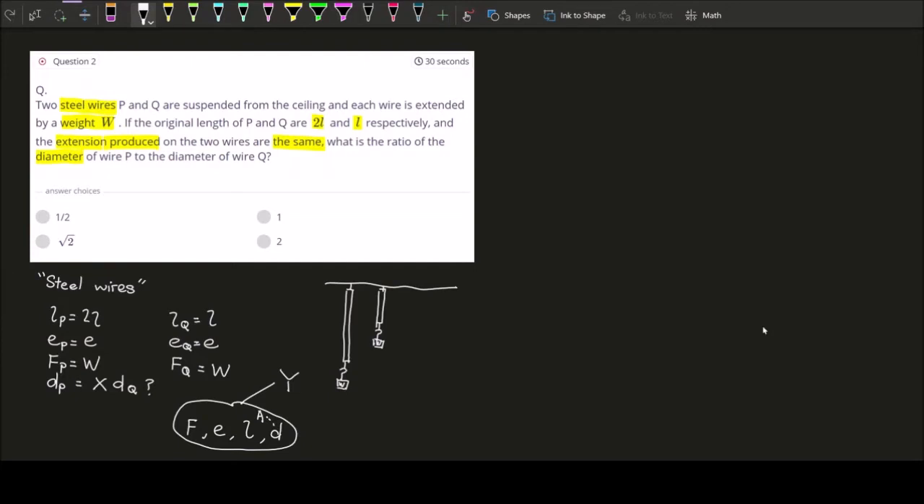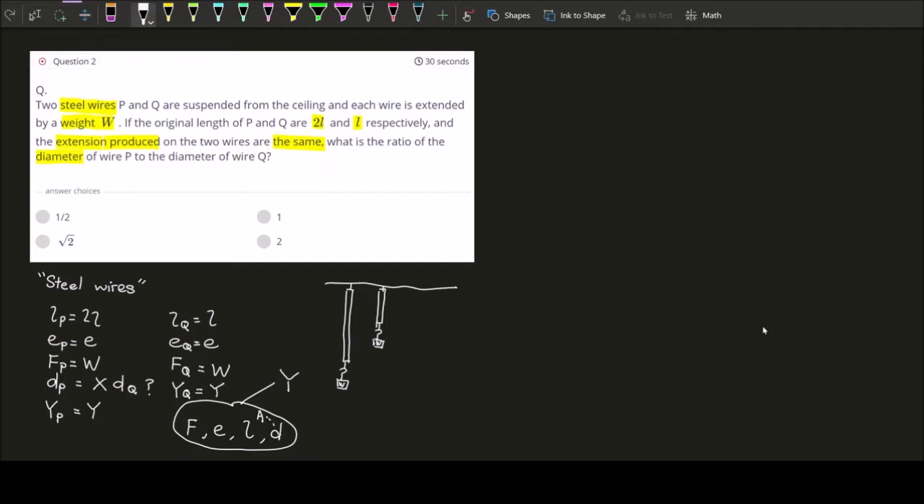If you want to link them using Young's modulus, it means we have to know the Young's modulus of P and the Young's modulus of Q. So you might be stuck here, thinking, are they the same? Here's the thing. They mentioned that you have two steel wires, so they already specify the material is steel. Young's modulus depends on the type of material. So steel wire P and steel wire Q are the same material, so they should have the same Young's modulus.